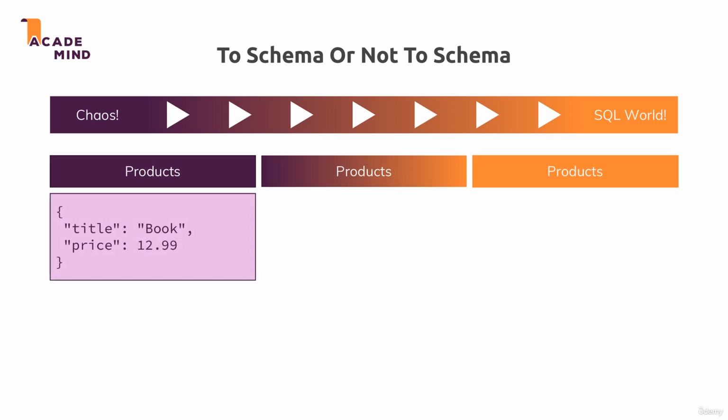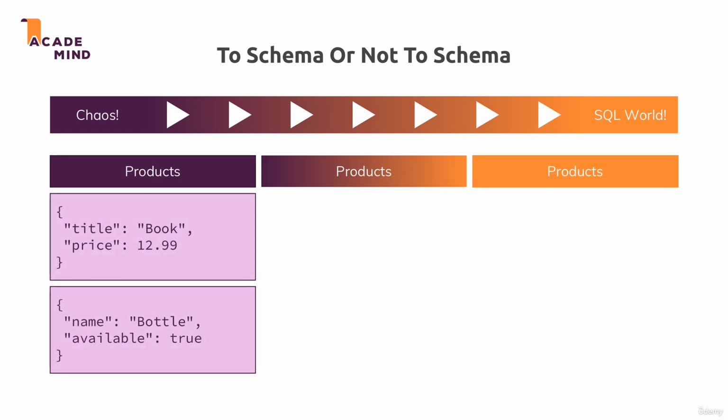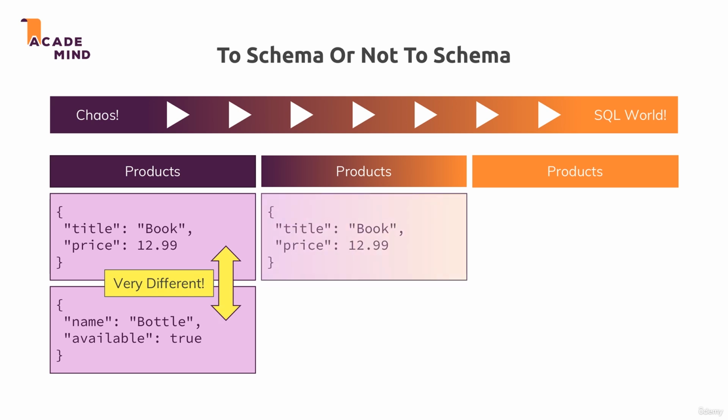So in the chaos world, we basically got what we just saw in the little example. We got maybe a products collection with totally different products in there. So that is possible in MongoDB, but it's probably not what you need or what you'll use in reality. Maybe you're somewhere in between.